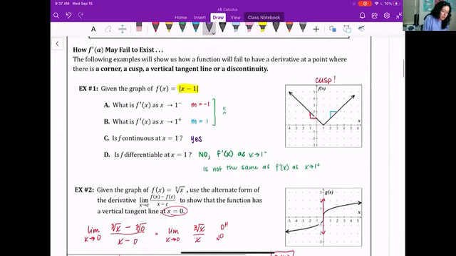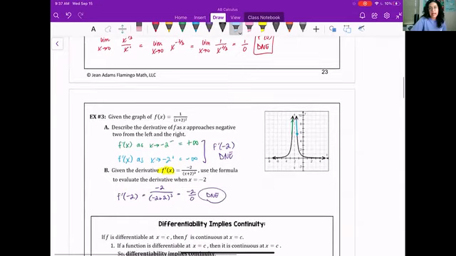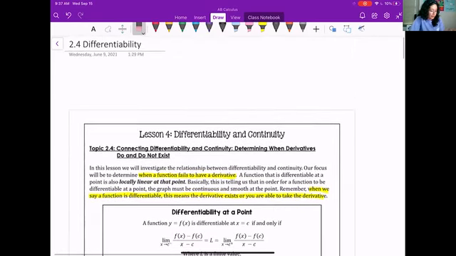The first thing we saw was that sharp corner or the cusp. Okay, absolute value functions. Then on example 2, we saw a vertical tangent line. The slope was undefined at that point. And what we just did, example 3, the function was discontinuous there. I had that vertical asymptote. Okay, now this is a really important part because this whole lesson, it says differentiability and continuity.